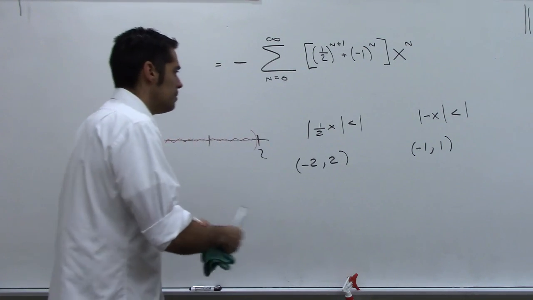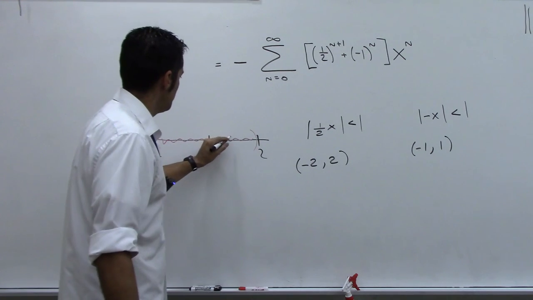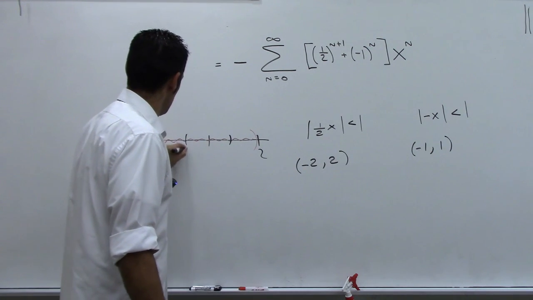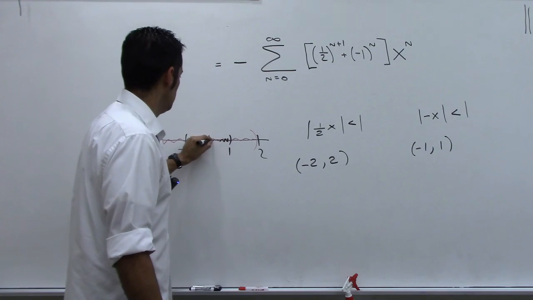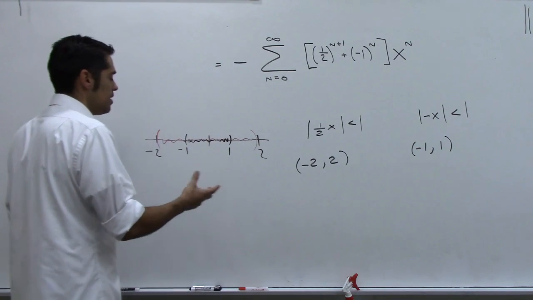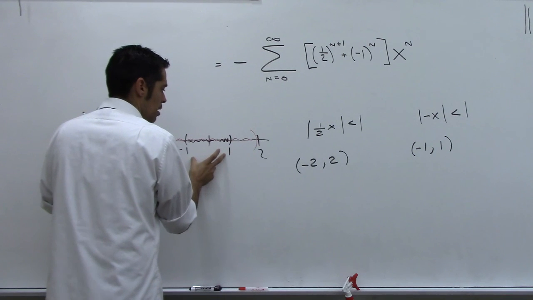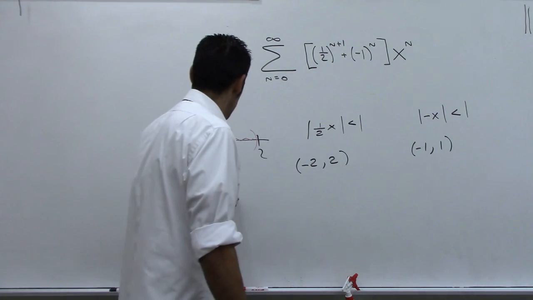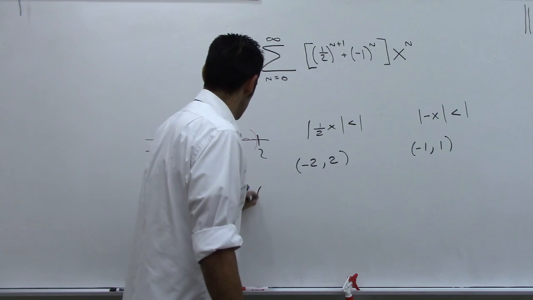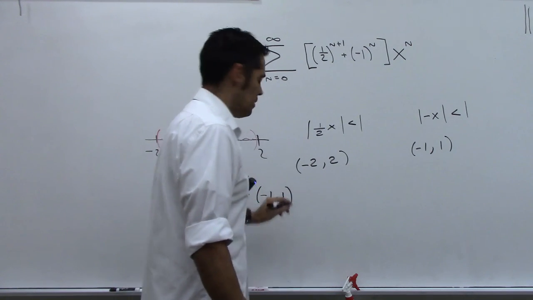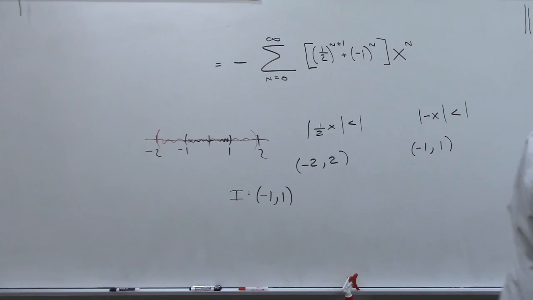But for the other sum to converge, you have to be in here. So what we're going to say is that for the whole sum to converge, you need both of them to converge, so we've got to go with the smaller interval. So the interval of convergence will be this, right there.